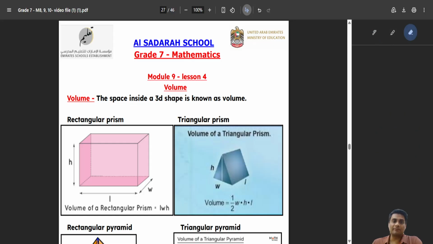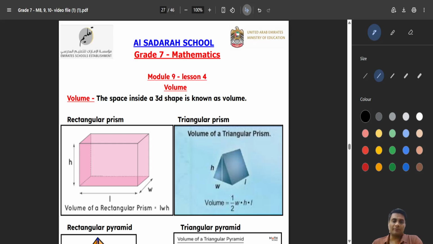Now what is a 3D shape? Any shape which has all the three dimensions is known as a 3D shape. For example, check here. From this point, three lines are coming out. 1, 2, 3. This one tells me about the length. This one tells me about the width. And this one tells me about the height. It has all the three dimensions, the length, the width and the height. So this is a 3D shape.